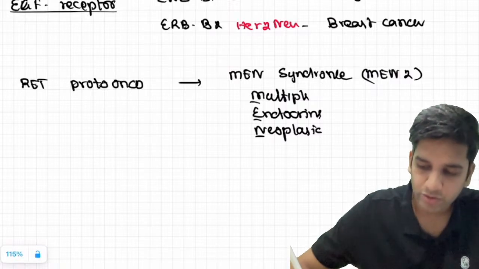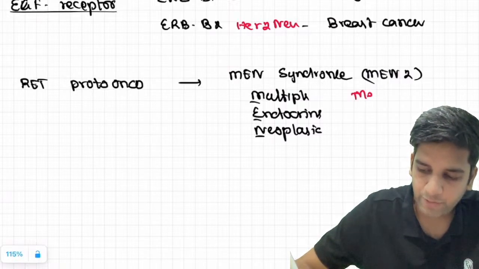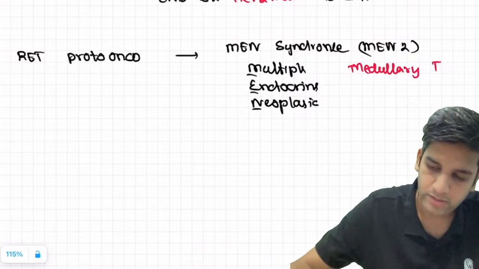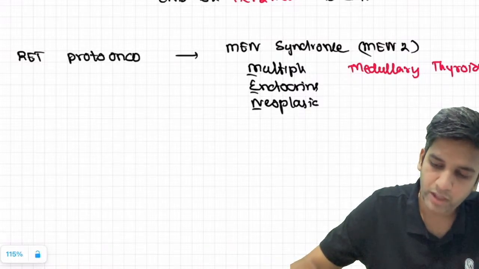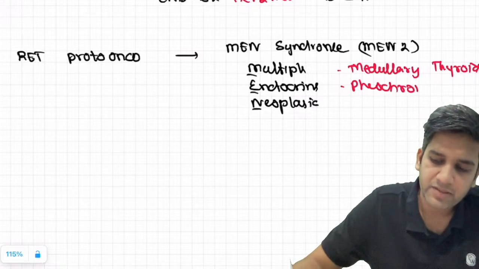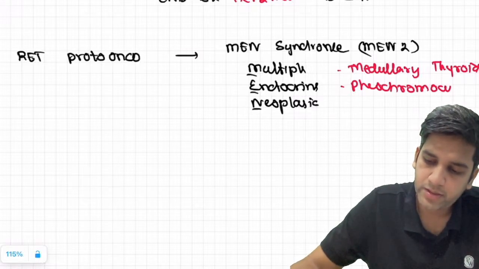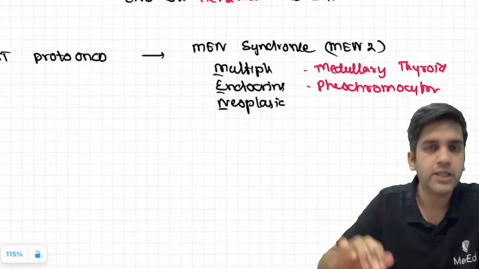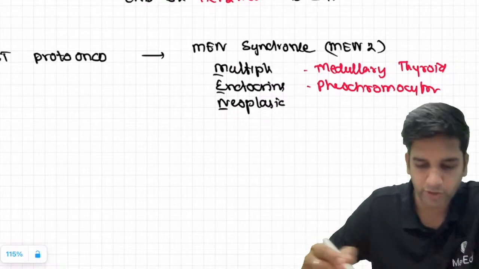It's MEN, right? So in the thyroid, I have medullary carcinoma thyroid involved, and one more, an adrenal tumor, pheochromocytoma. So it happens in endocrine organs. That's all it is. It's medullary carcinoma thyroid and pheochromocytoma that you will end up having in MEN syndrome. That's important for you to remember.